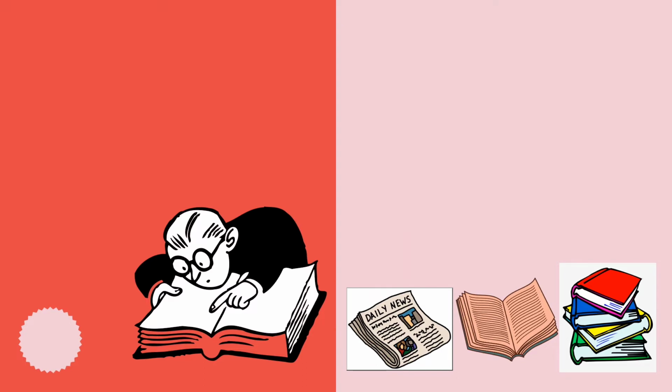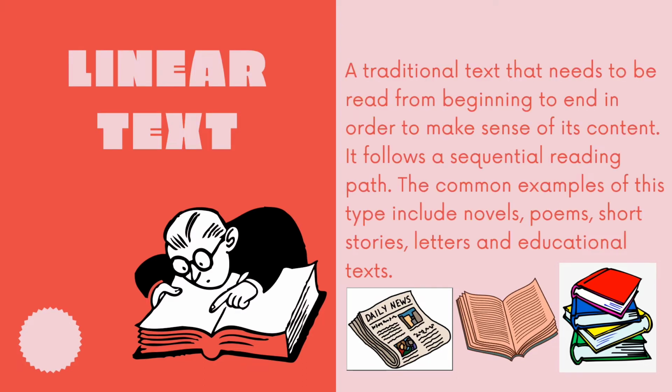Now, let us define linear text. It is a traditional text that needs to be read from beginning to end in order to make sense of its content. It follows a sequential reading path. The common examples of this type include novels, poems, short stories, letters, and educational texts.